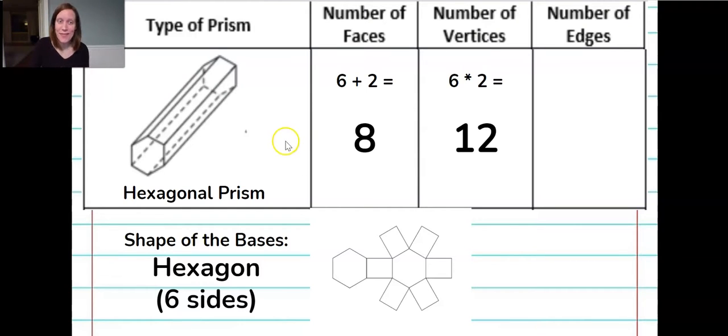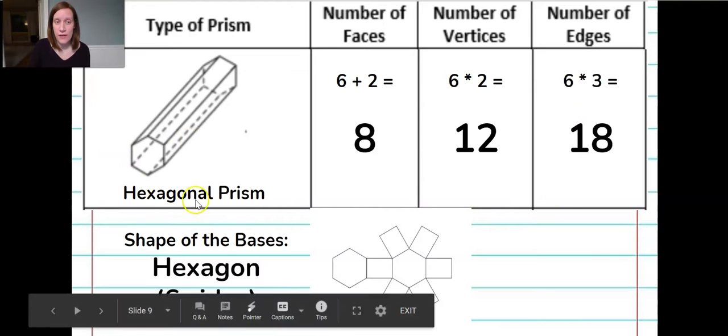Again, we use the 6 because it's a hexagonal prism, so those bases are super important. 1, 2, 3, 4, 5, 6 around one base, 6 around the other base, and 6 on the rectangles that connect the 2 bases. 6 times 3 is 18 edges. Make sure you have all of this, including the name of the prism, in your chart.